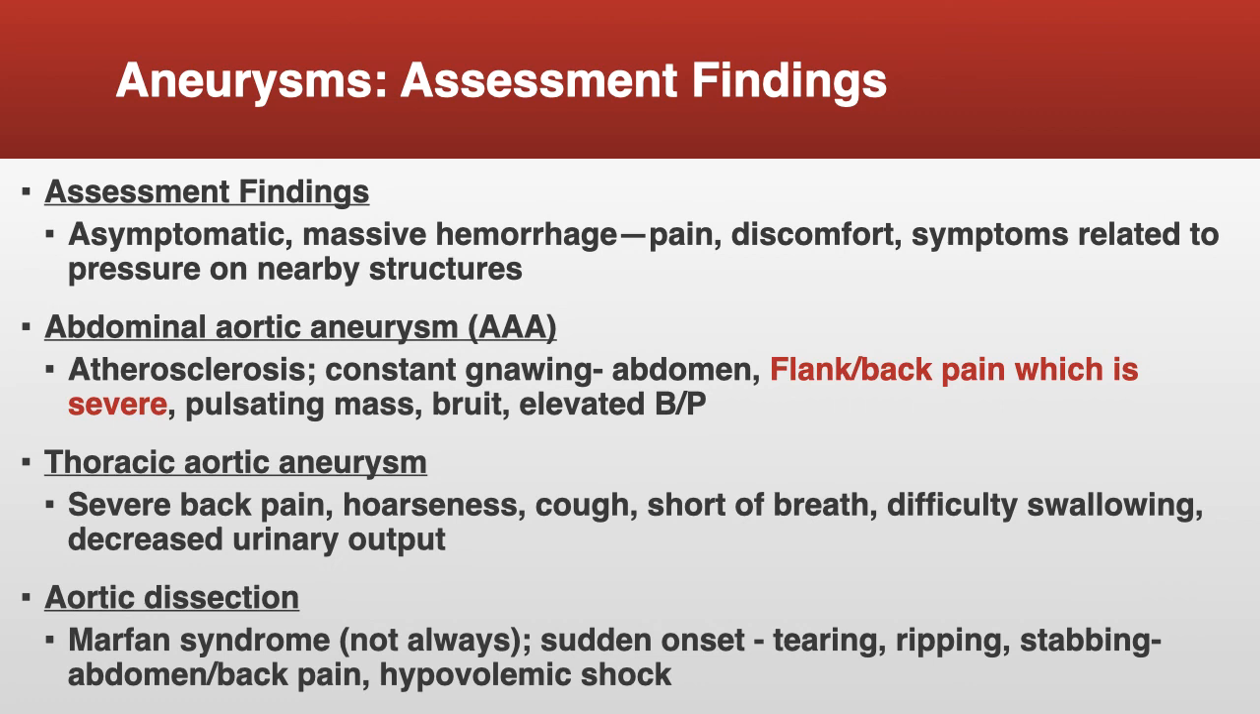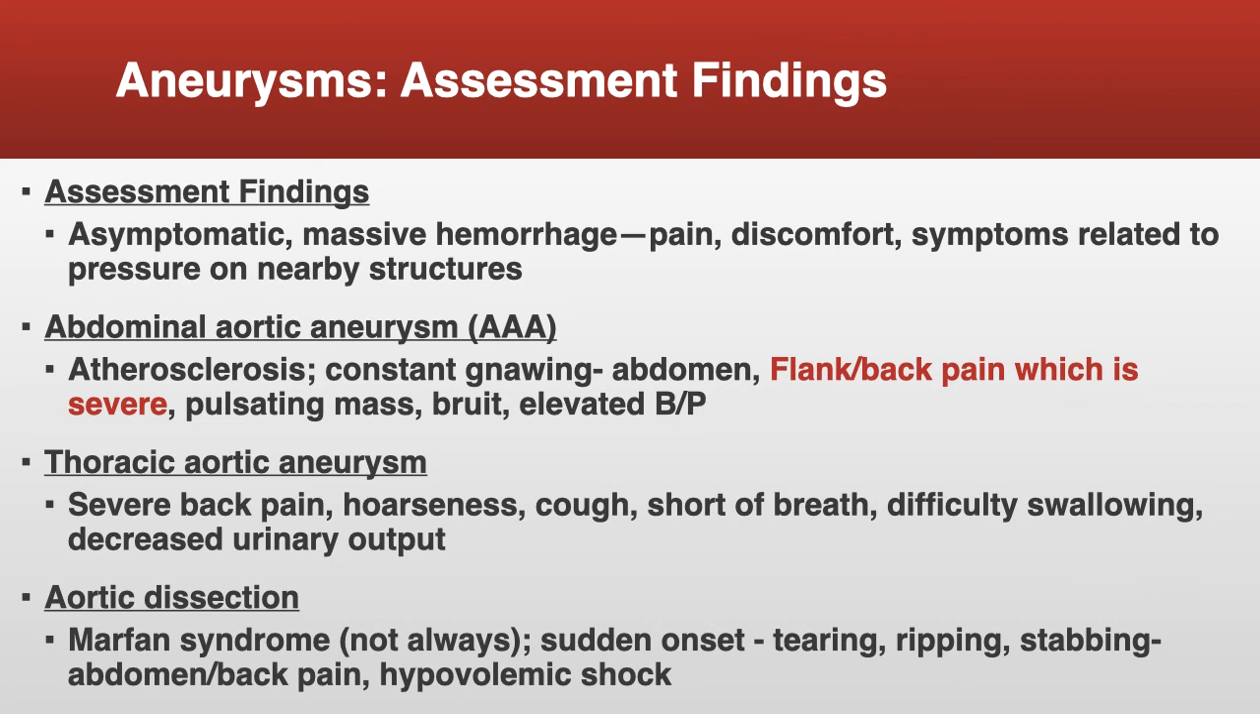For an abdominal aortic aneurysm, which is your AAA, it is a constant gnawing pain located in the abdominal area as well as the flank and back area, and the pain is very severe. You may even see a pulsating mass at the abdominal area, and you can hear a bruit with your stethoscope. The patient will also have an elevated blood pressure.